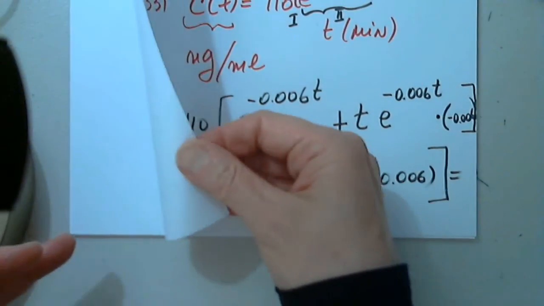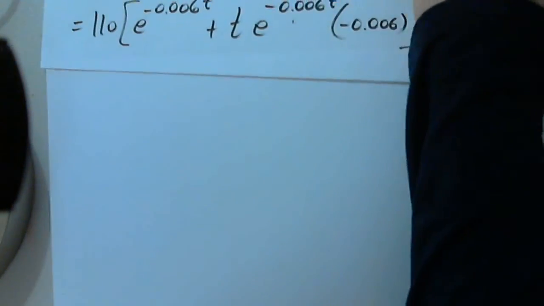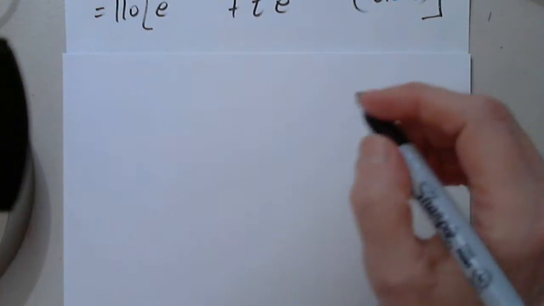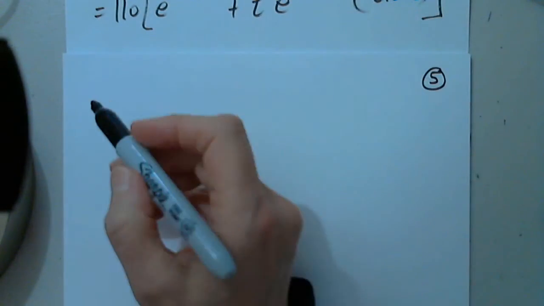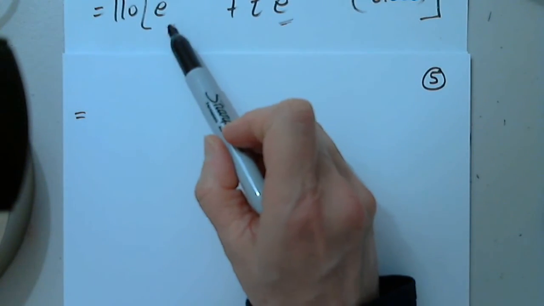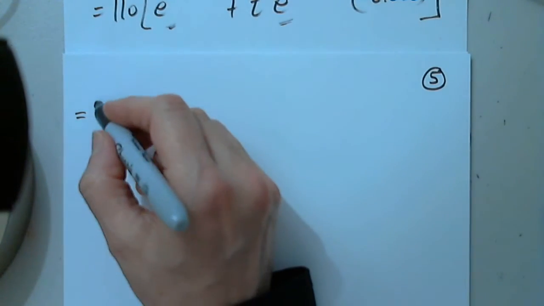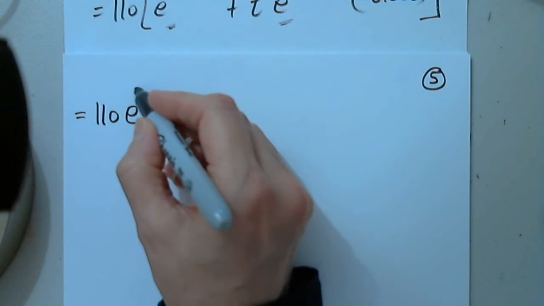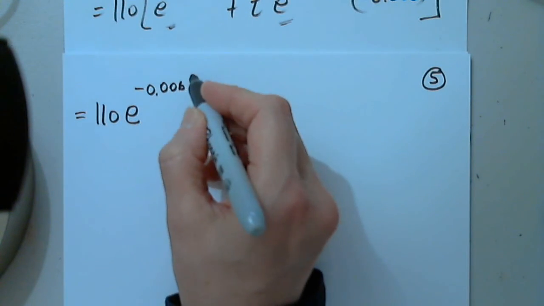So next, what will you do next with this? What is your next thought? Factor the inside. Yes, I will factor what is common. That's the trick. Thank you so much. 110 e to negative 0.006 t.